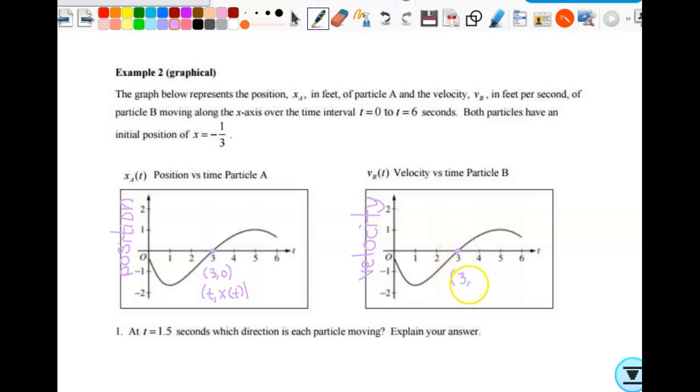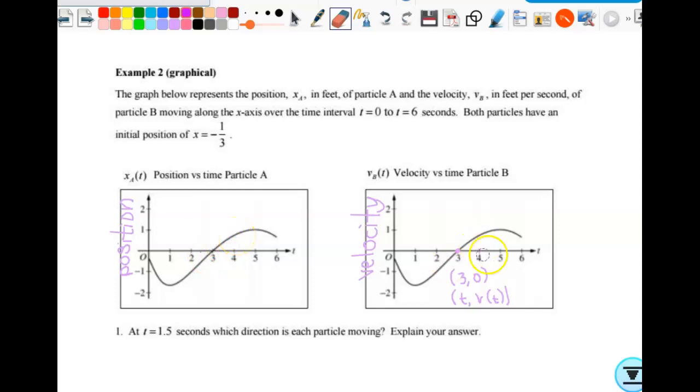So if I take this point (3, 0), what does it represent for particle B? There you go, because that's a time value and the corresponding velocity value. So this says at time equals 3, the velocity of particle B is 0. So particle B is at rest at time 3. Okay? All right, so just making sure we're in the context, we understand what these graphs tell us.